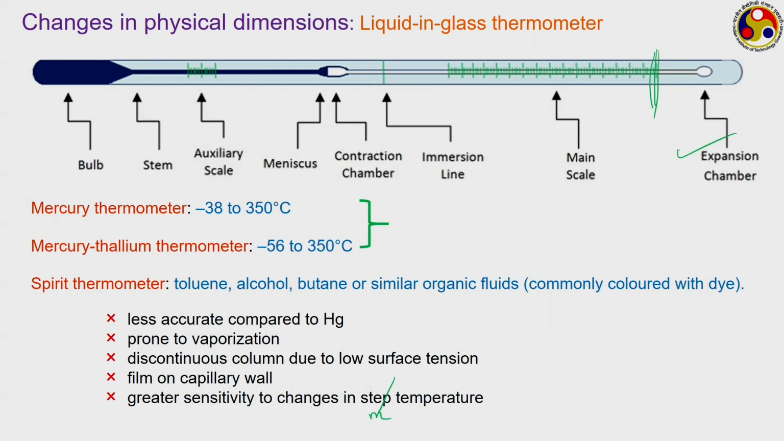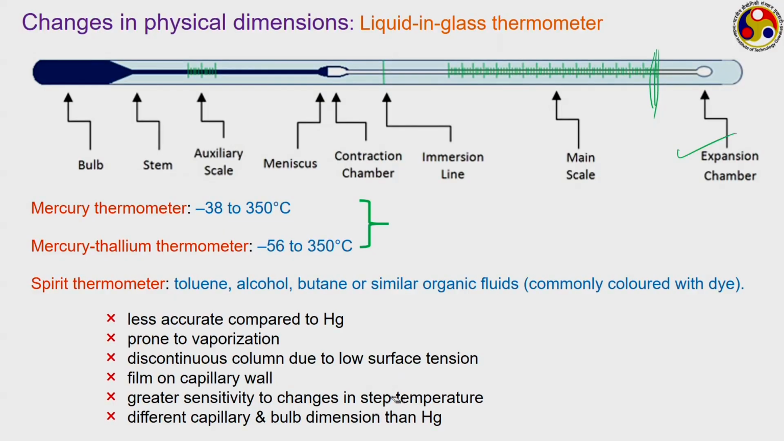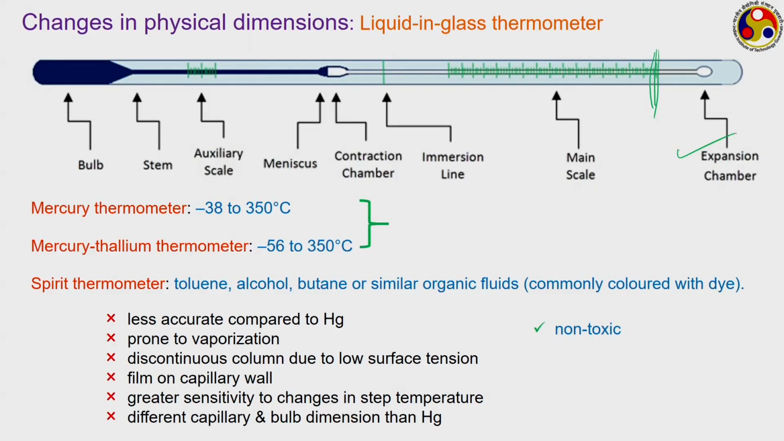Because the coefficient of expansion of most of the spirits like alcohol and most of the common glasses used does not differ by that big a margin, they are quite sensitive to changes in stem temperature, but they have certain advantages. Another disadvantage, I should say, is that the dimensions of the thermometer will be different compared to the mercury one, so we properly need to do the calibration and also the calculation of the dimensions. But the biggest advantage for them is that they are non-toxic, that is why they score over the mercury thermometer.